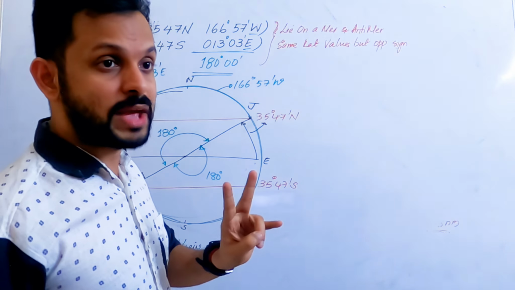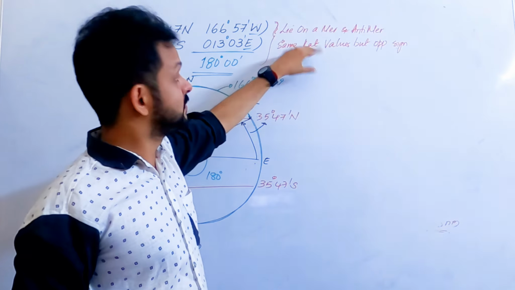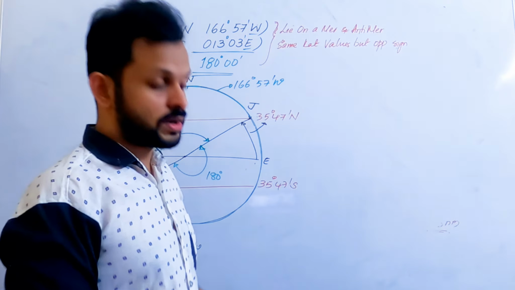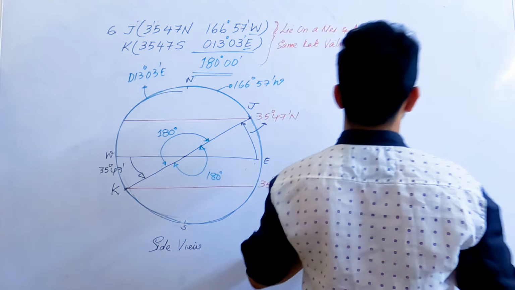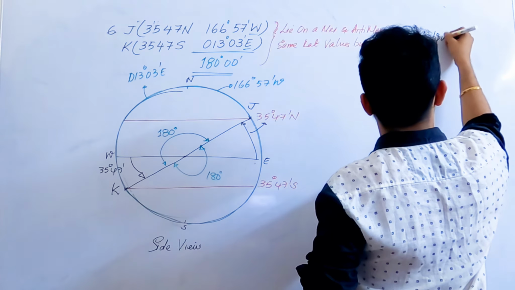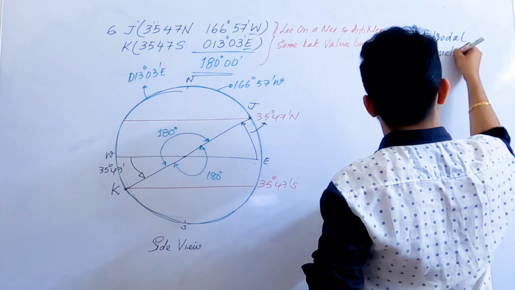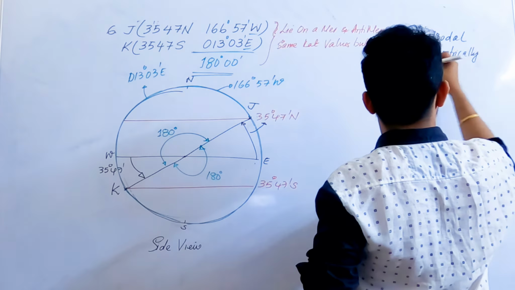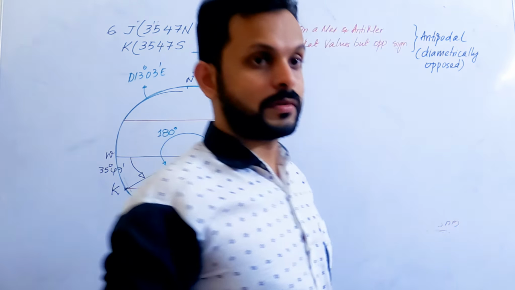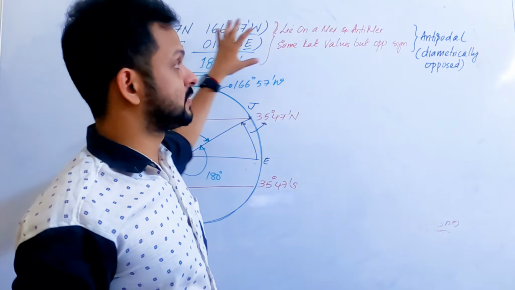Two points are said to be antipodal if these 2 conditions are satisfied. First, the points have to lie on a meridian and anti-meridian. Second, they have to have the same latitude values but opposite sign. If these 2 conditions are satisfied, then you can say that the points are antipodal, or diametrically opposed. Even without drawing the diagram, you can analyze that it is antipodal.